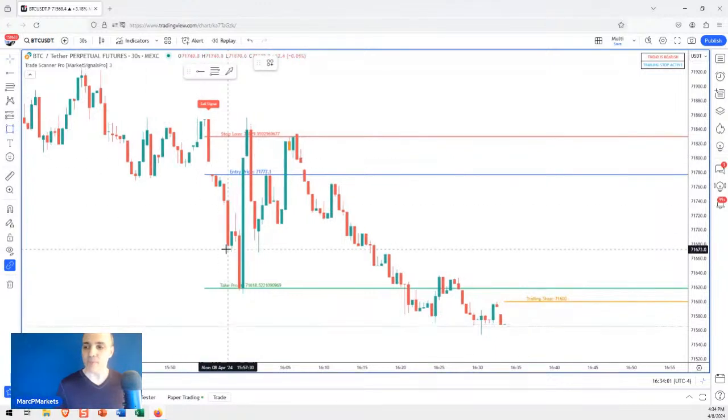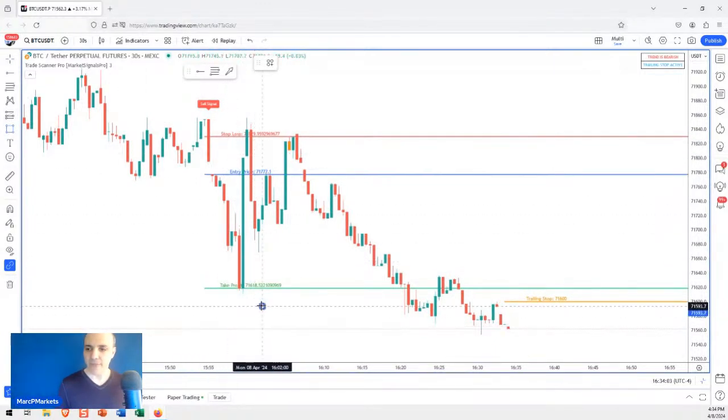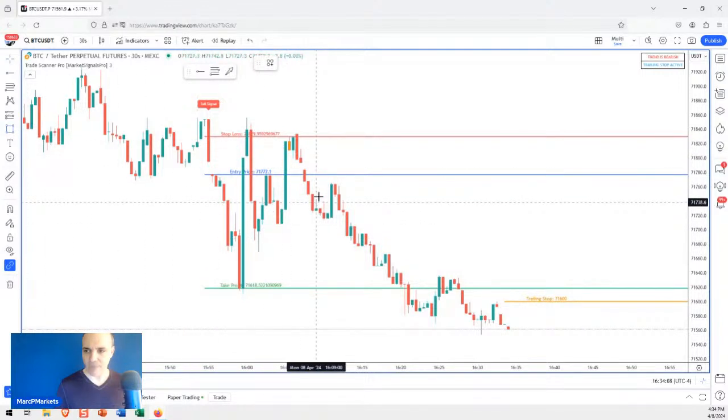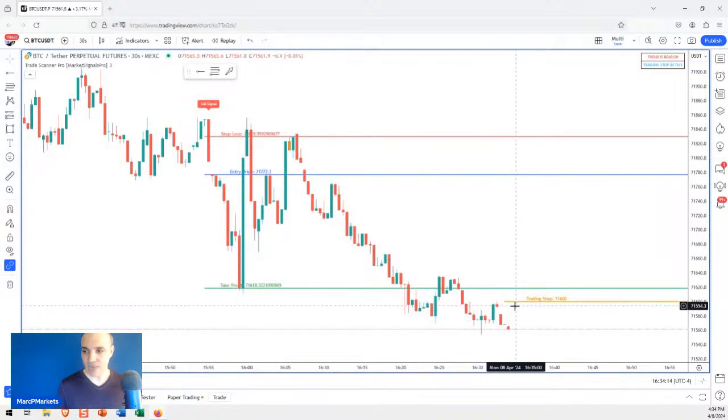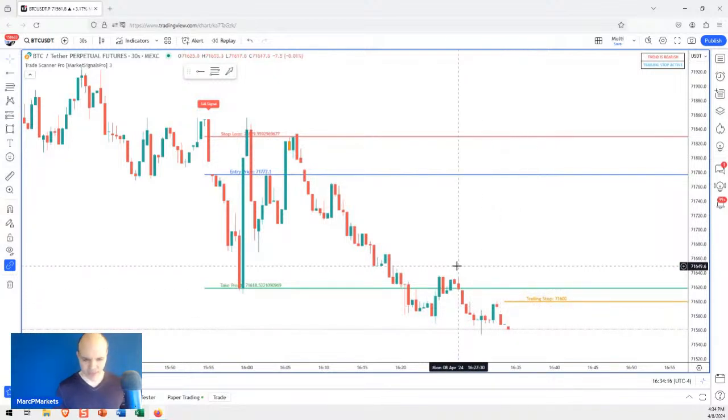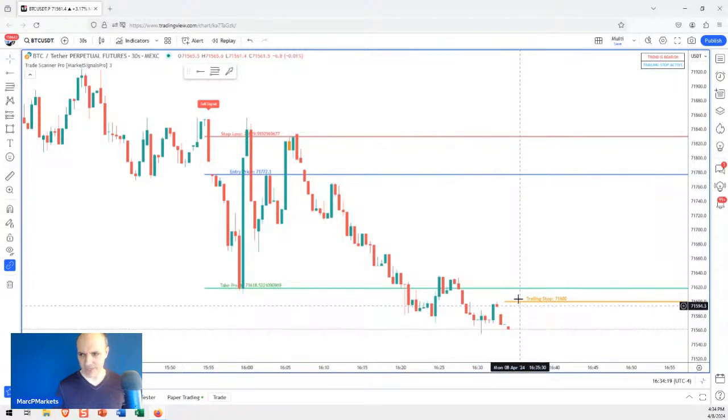Oh, but you see, Steen, here's the thing. If it touched the take profit like this, shouldn't the trailing stop have been at least at the break-even point or something? It should have touched the trailing stop, I would think. And it hasn't. The trailing stop is still there following this thing.